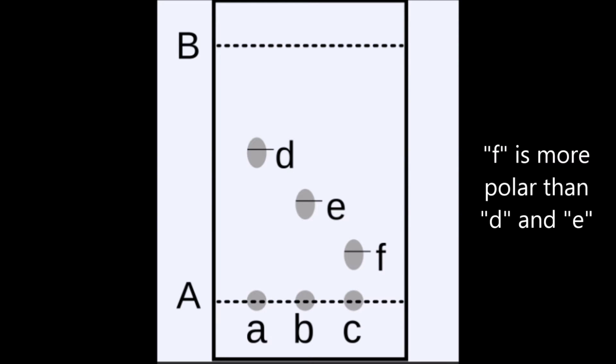As the nonpolar mobile phase runs up the plate, compounds that are more polar don't travel as far because they have stronger interactions with the polar stationary phase than with the nonpolar mobile phase. The opposite is true for nonpolar compounds that get pulled farther up the plate by the nonpolar solvent. We can compare the positions of known compounds on the plate with the positions of the components of an unknown mixture to identify that unknown.